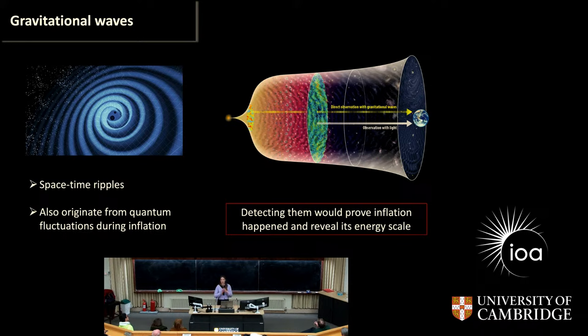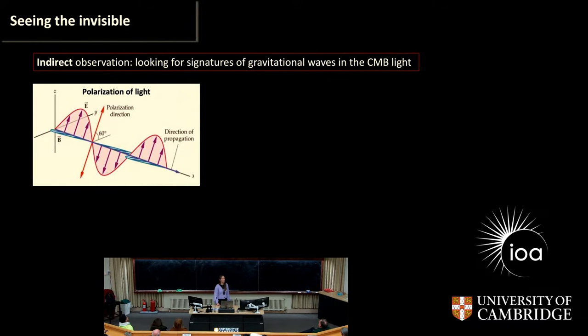What kind of imprint would those gravitational waves have left on the light of the CMB? And for this, we have to look at what we call the polarization of light. So the density fluctuations are quite straightforward to see because they change the intensity of the light. But for gravitational waves, we have to look in a bit more detail.